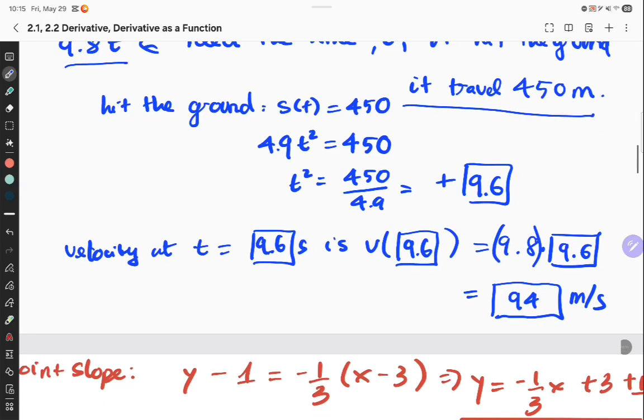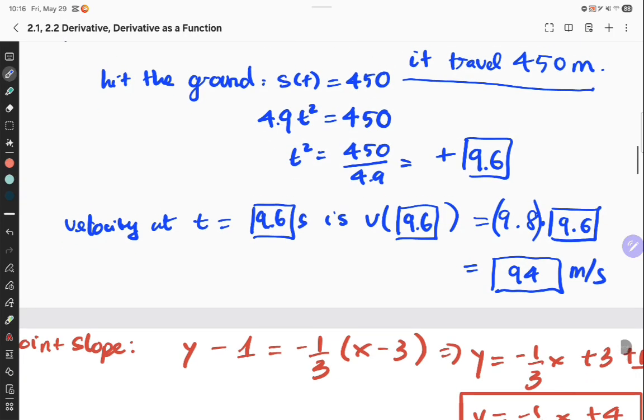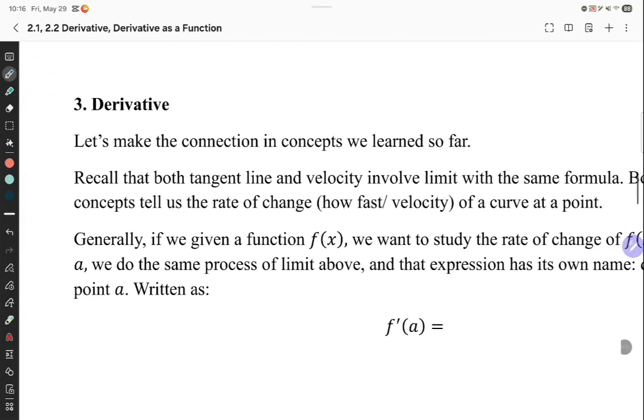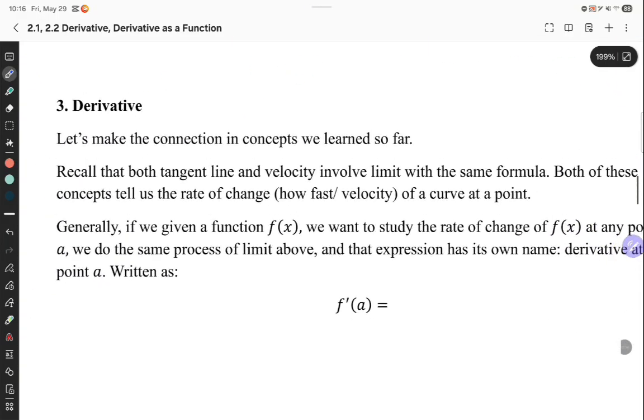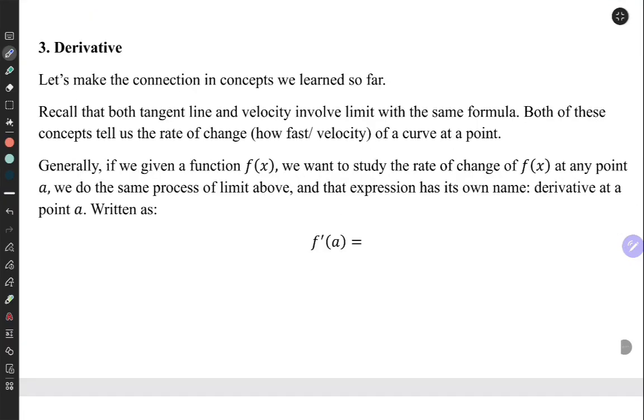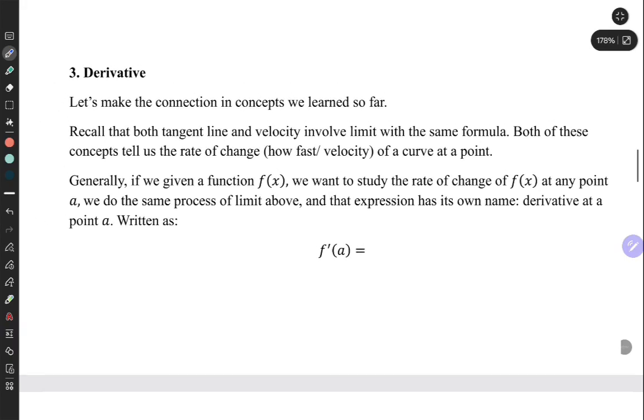Okay, so that's how you use the limit of a difference quotient to find the velocity given a position or distance. Okay. Last thing, derivative. Okay, let's make a connection in the concepts that we learned so far.